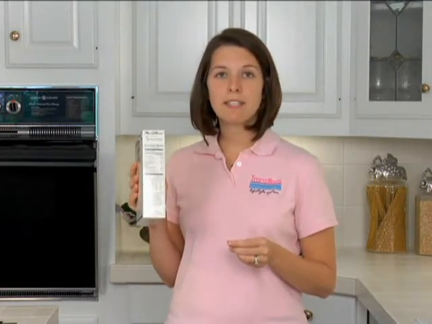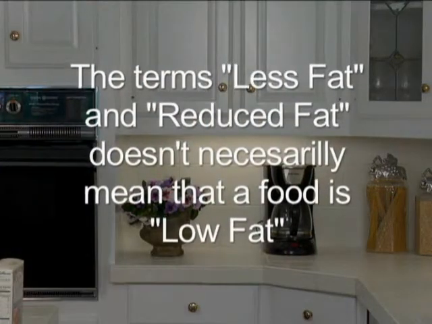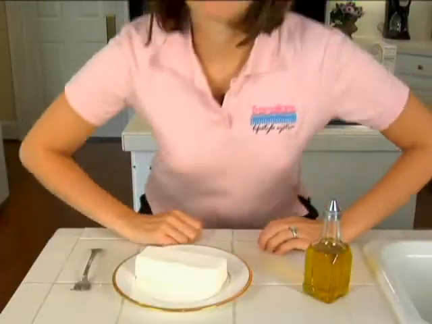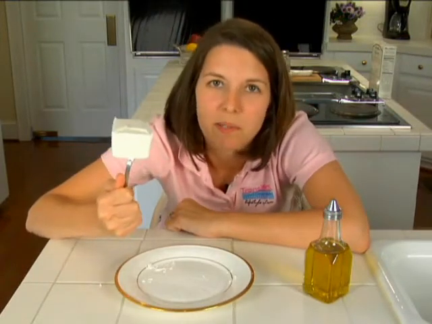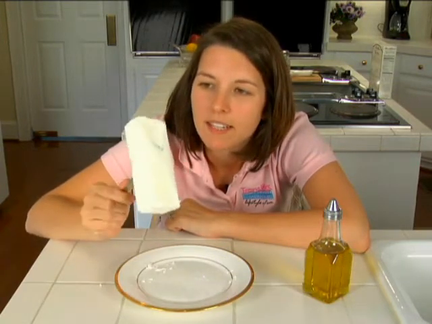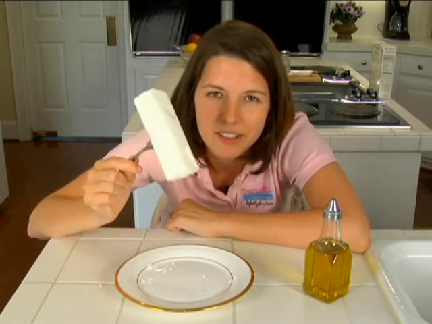Now in order for a food to be classified as low fat, it must contain 3 grams of fat or less per serving. Saturated fats are solid at room temperature and should make up 25% or less of the food that you're consuming. Some examples of saturated fats are butter, coconut oil, and lard. Saturated fats are found in meat, dairy products, and processed foods.